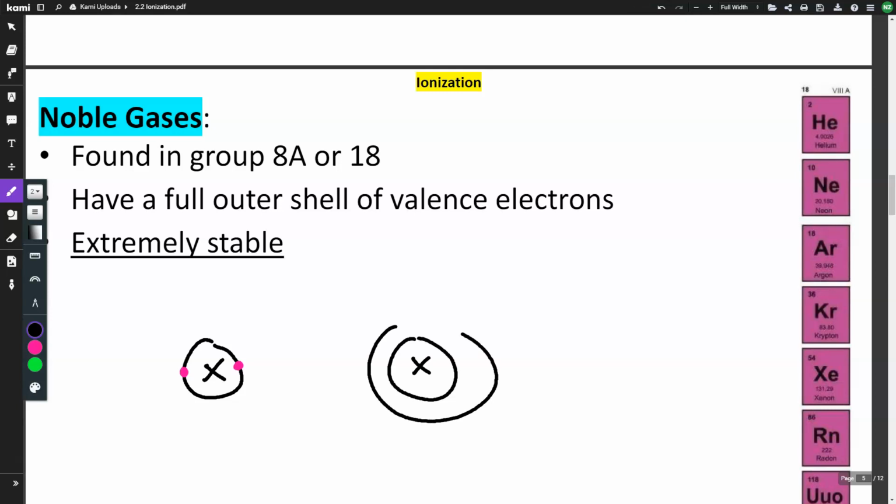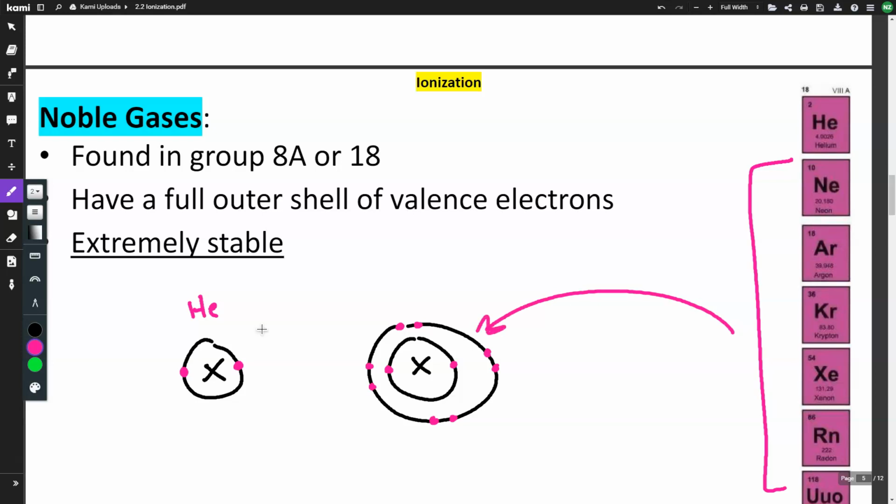For the other atoms in group 8, they are going to have a full outer shell, which would be 8 on the second row, but 8 valence electrons is what we're looking for. Okay, so helium only needs 2 to fill up that first one, and then everyone else will have 8 in that outer shell. So again, since it's already full, it's extremely stable.